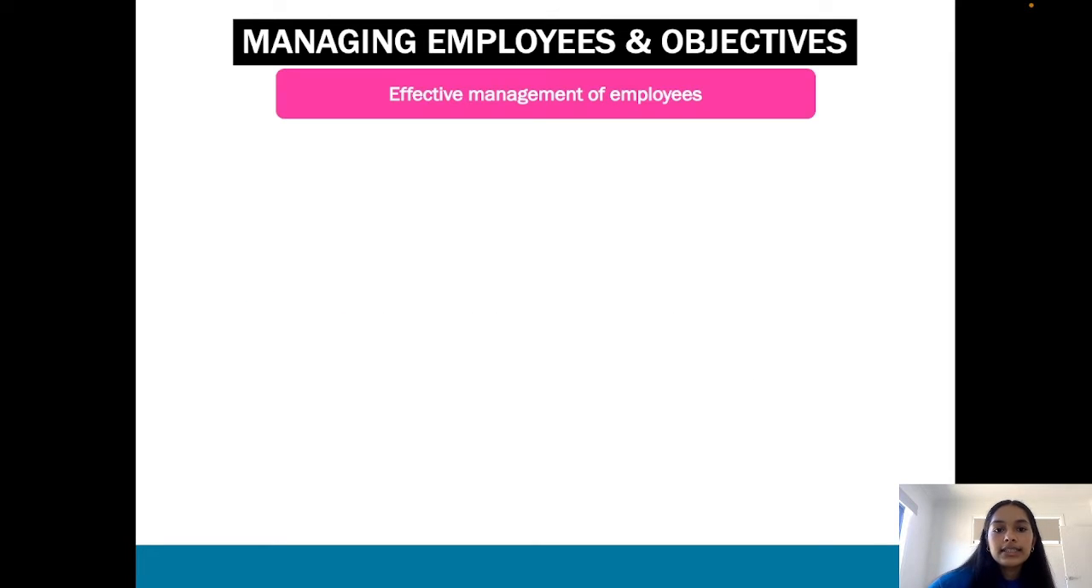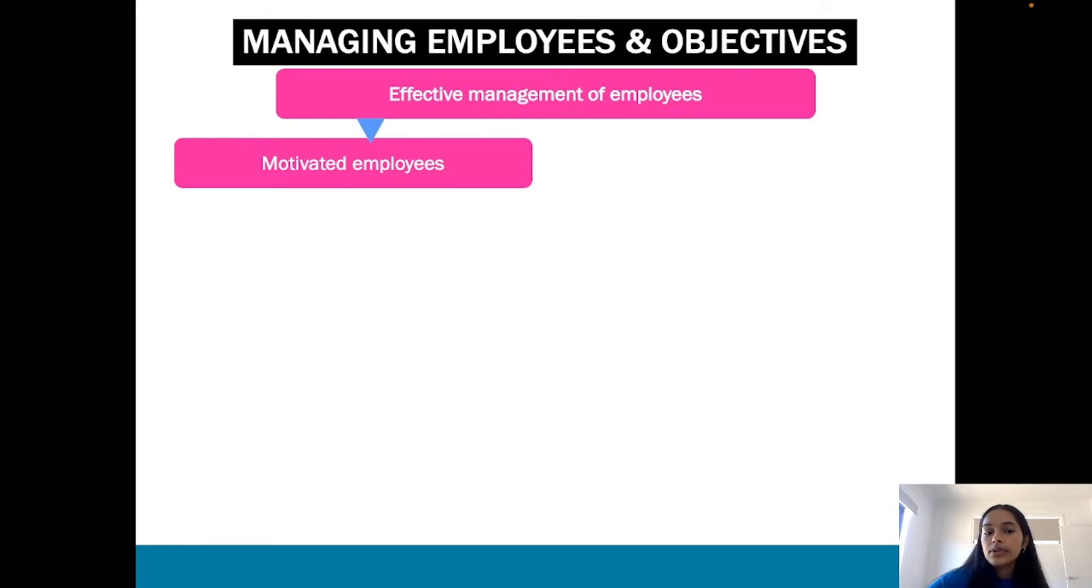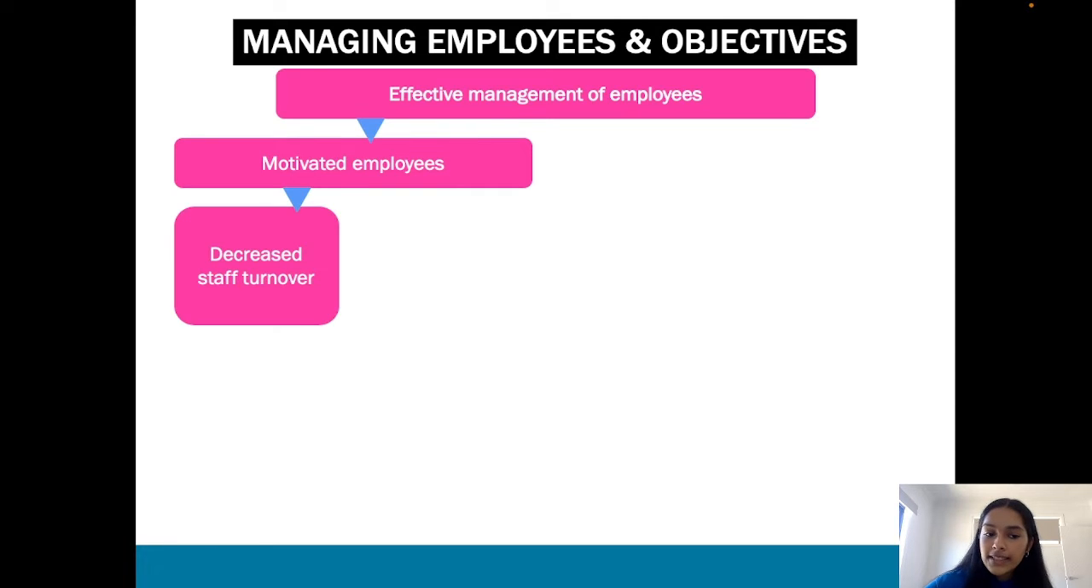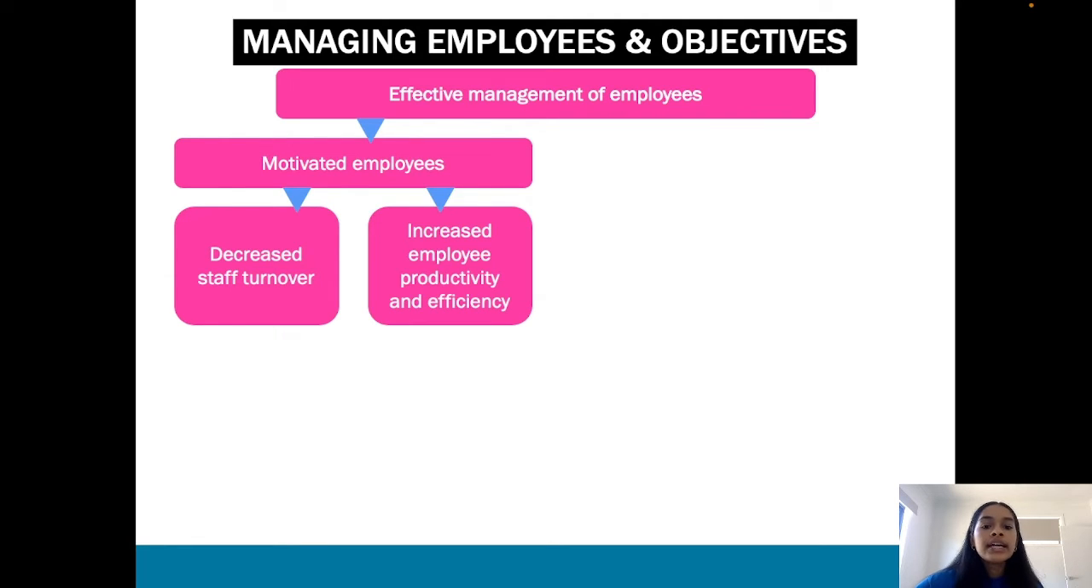All right, managing employees and objectives. What is the link between managing employees and objectives? Effective management of employees means that employees are more likely to be motivated. And if employees are motivated, that's going to decrease staff turnover and also increase employee productivity and efficiency.